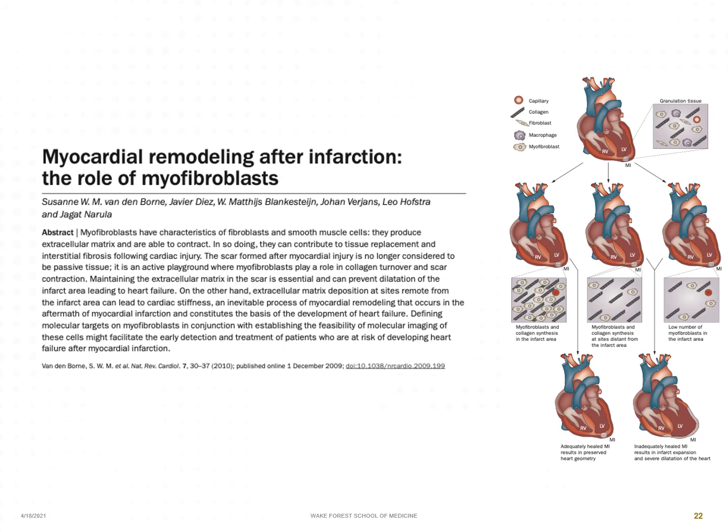Myofibroblasts have characteristics of fibroblasts and smooth muscle cells. They produce extracellular matrix and are able to contract. In so doing, they can contribute to tissue replacement and interstitial fibrosis following cardiac injury. The balance between the synthesis and degradation of collagen during cardiac remodeling determines its turnover, and in the post-injury states, this process is regulated predominantly by myofibroblasts. Adequately healed infarcts show preserved geometry, while inadequately healed infarcts, in other words, with few myofibroblasts, show severe dilation and infarct expansion.